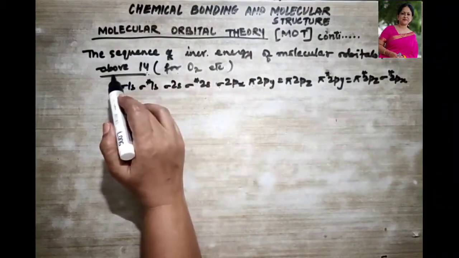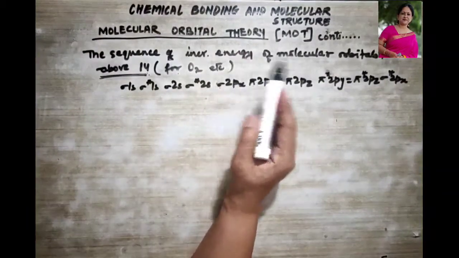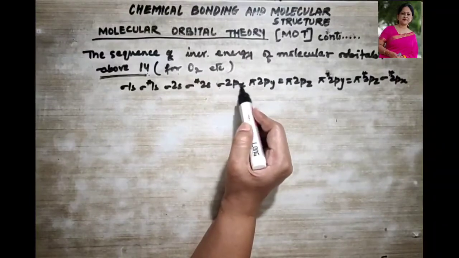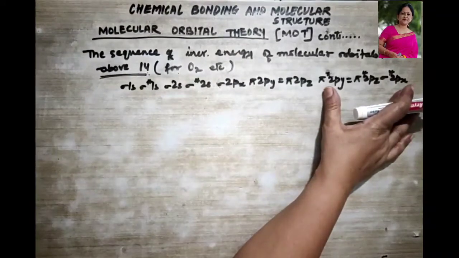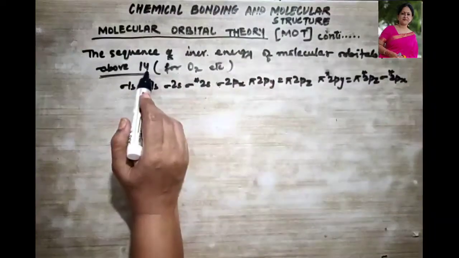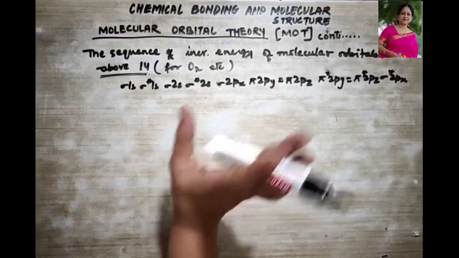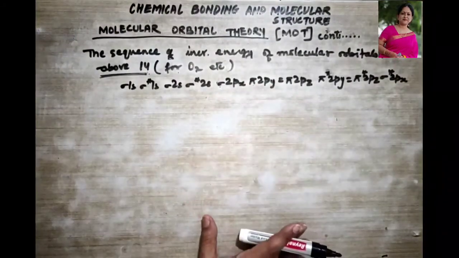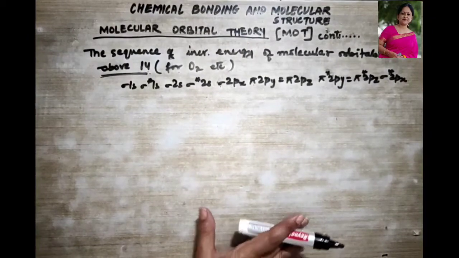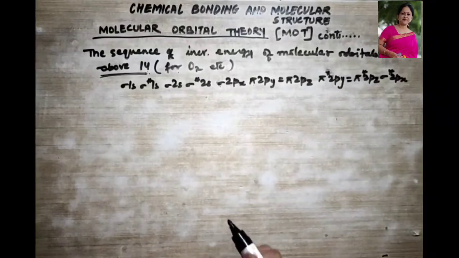But in the configuration above 14, the only difference is that your sigma 2px first comes and then this, but here it remains the same as it was earlier in the atomic number less than 14. So only this part you have to remember. Now let us draw the diagram of the molecular orbital and see how we are going to see this in the form of a structure.